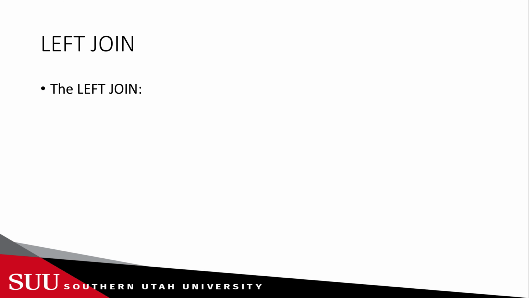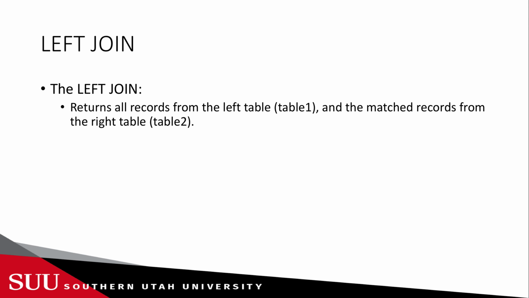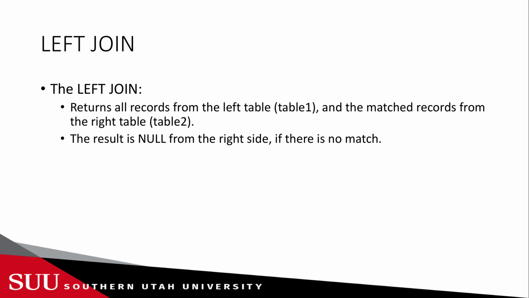So whenever I write the left join query, it's going to return all the records from the left table and the match records from the right table. And the result is going to be null for the right side if there is no match. So for example, I have those two tables, table 1 and table 2. It is going to return every single record from table 1, and then if I have a record that matches one of those records in table 2, it is going to display it with it. Otherwise, it's just going to be a null that is going to be displayed in there.